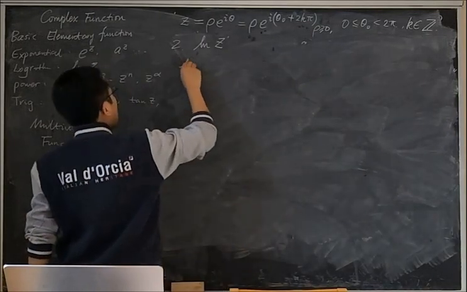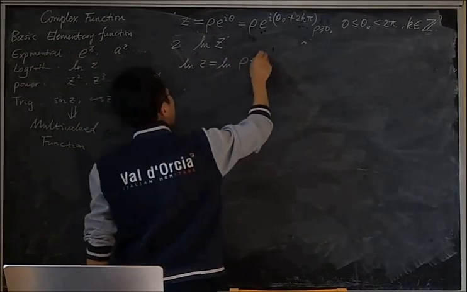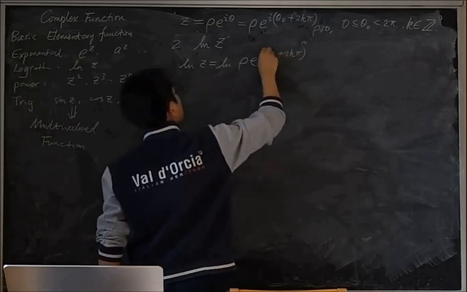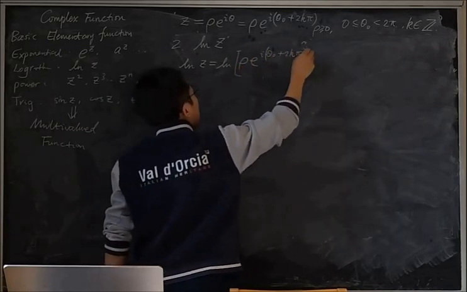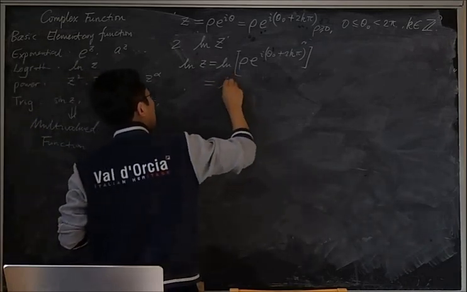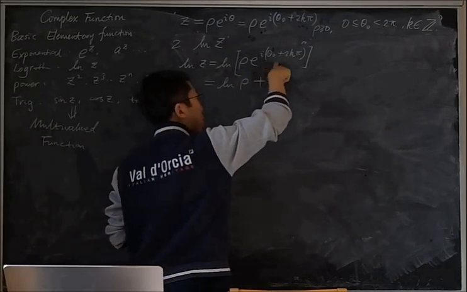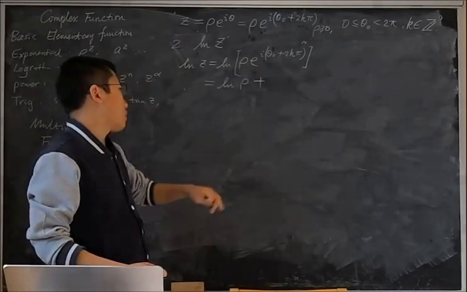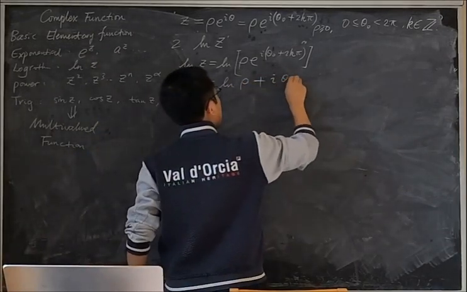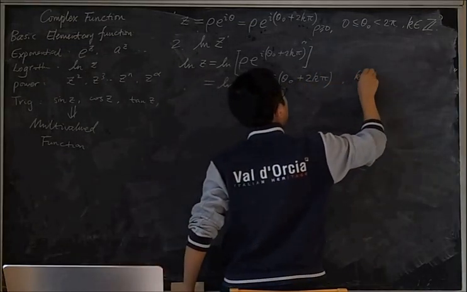So ln of z could be written as ln of rho times e to the i theta naught plus 2k pi. Right? And we use the law of logarithm. That is just the ln of rho plus the ln of e to the power of something. It's just this power. So it's plus i times theta naught plus 2k pi. And k could be any integer.